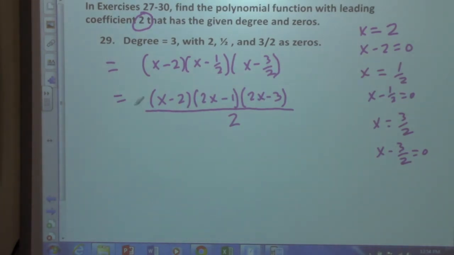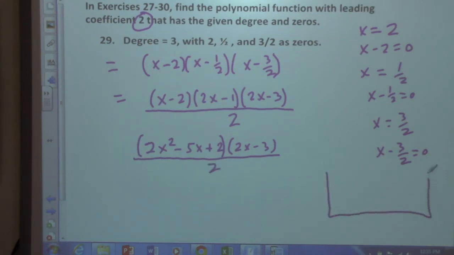All right, so now we can multiply these together, and if we do that, I'm going to get 2x squared, and then we're going to have minus 4x minus 1x, so that's going to be minus 5x, is that right? Yes. And then we're going to have plus 2, and then we're going to multiply all this by 2x minus 3. And then divide that by 2, we should be good, right? So let's go ahead and put this over here.